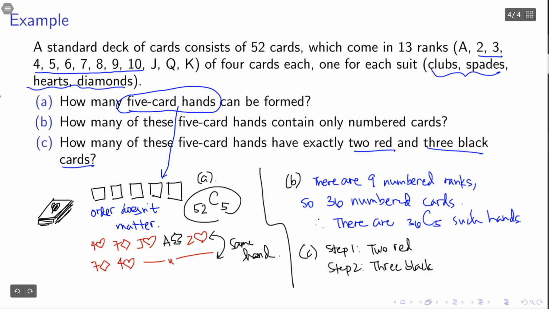And how many ways are there to pick 2 red cards? Well, how many do you have? You have 26, which is 52 divided by 2. So there's 26C2. 3 black cards is 26C3. So by the product rule, the number of such hands is 26C2 times 26C3.